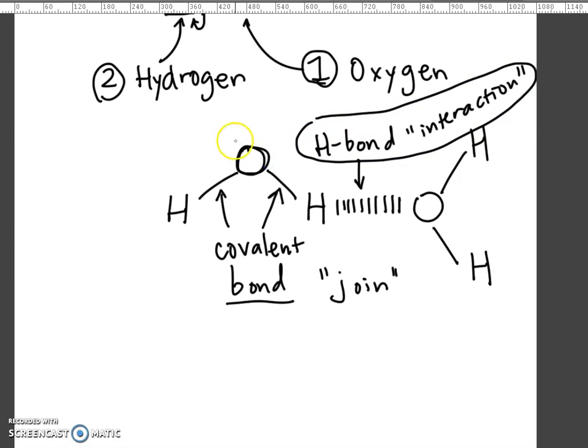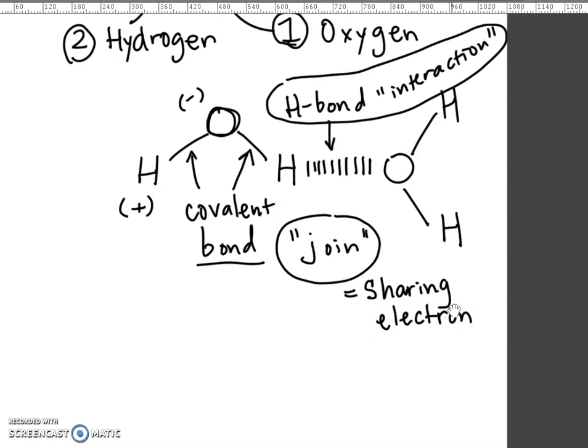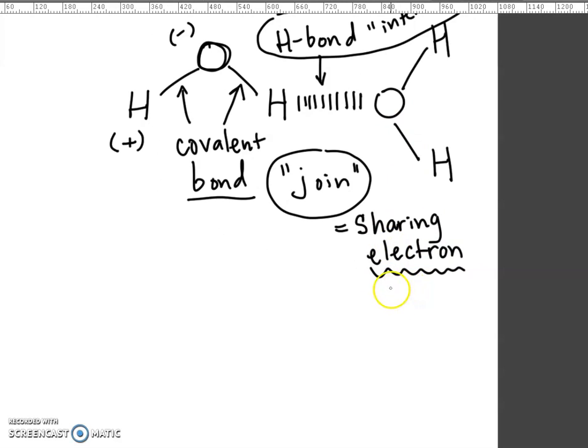This is because your oxygen is going to be a little bit negative, and your hydrogen is a little bit positive. This is because whenever you are joining two atoms, you are sharing electrons. Sharing electrons allows you to chemically join together. Now, electrons are just a part of your whole atom that is a negatively charged portion, so it is represented by a minus.